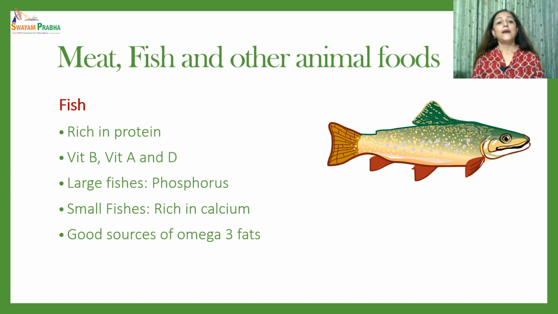And if we talk about fish, it is rich in protein, and rich in vitamin B, A, and vitamin D. Large fishes contain an abundance of phosphorus. Small fishes are rich in calcium. They are very good sources of omega-3 fats. These are the fats which protect us from cardiovascular diseases.